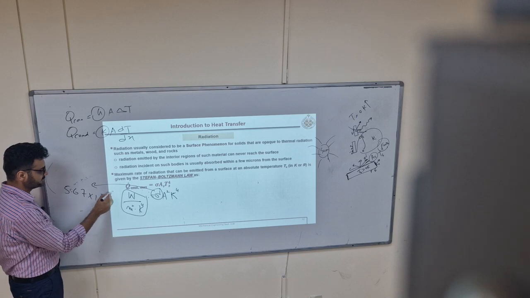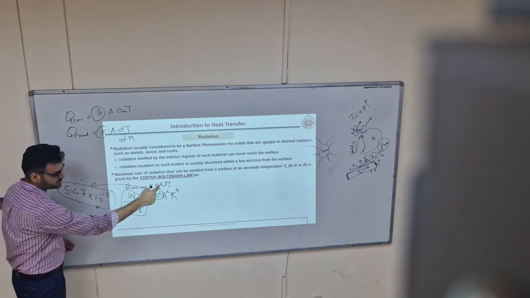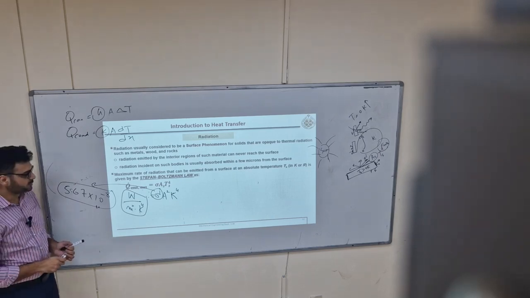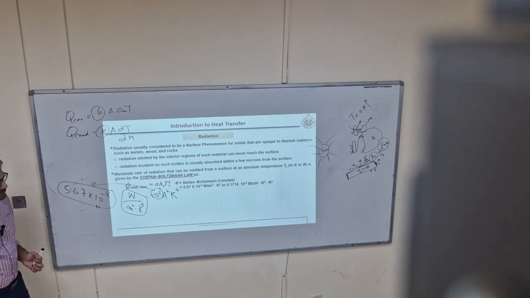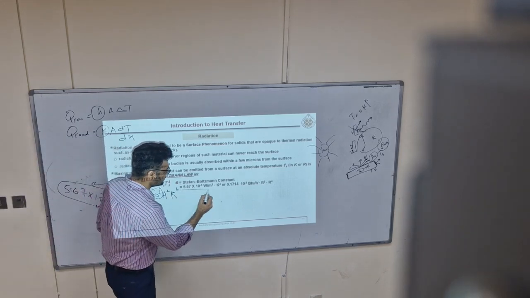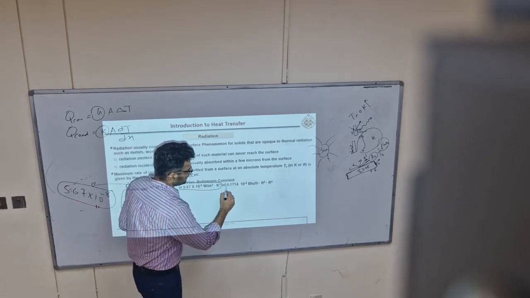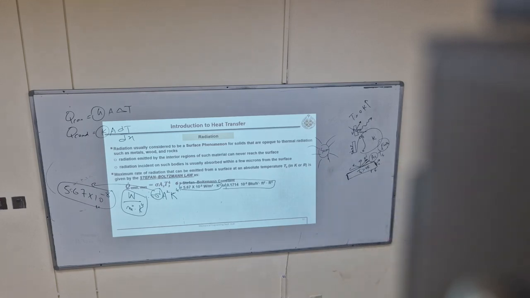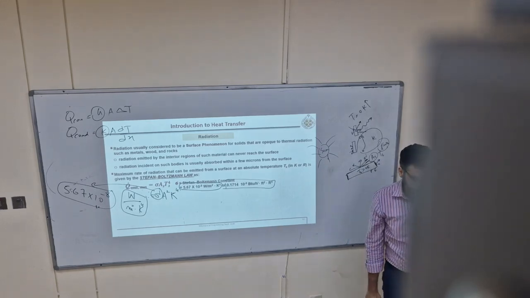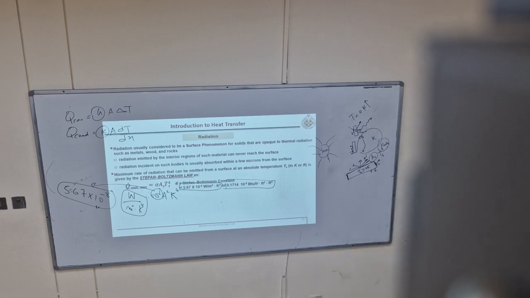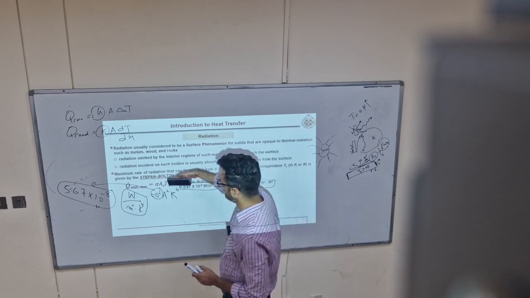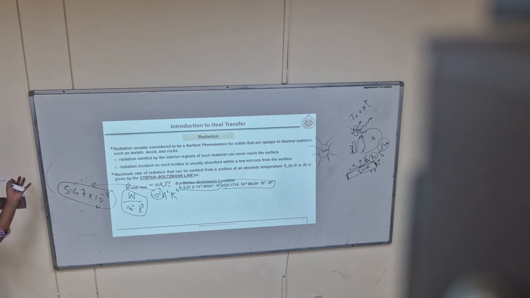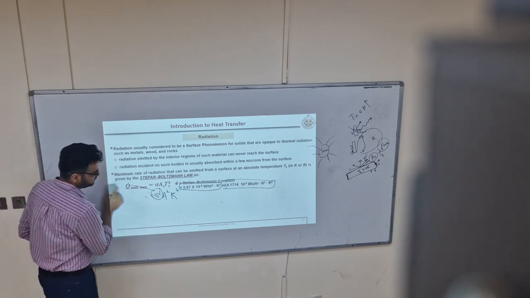5.67 × 10 to the power minus 8 watts per meter square per Kelvin to the power 4. This is called the Stefan-Boltzmann constant, with its value in SI units and in English units. It's a constant, a fixed value, just like your universal gas constant, because it doesn't depend upon the material medium in which the radiation is moving.